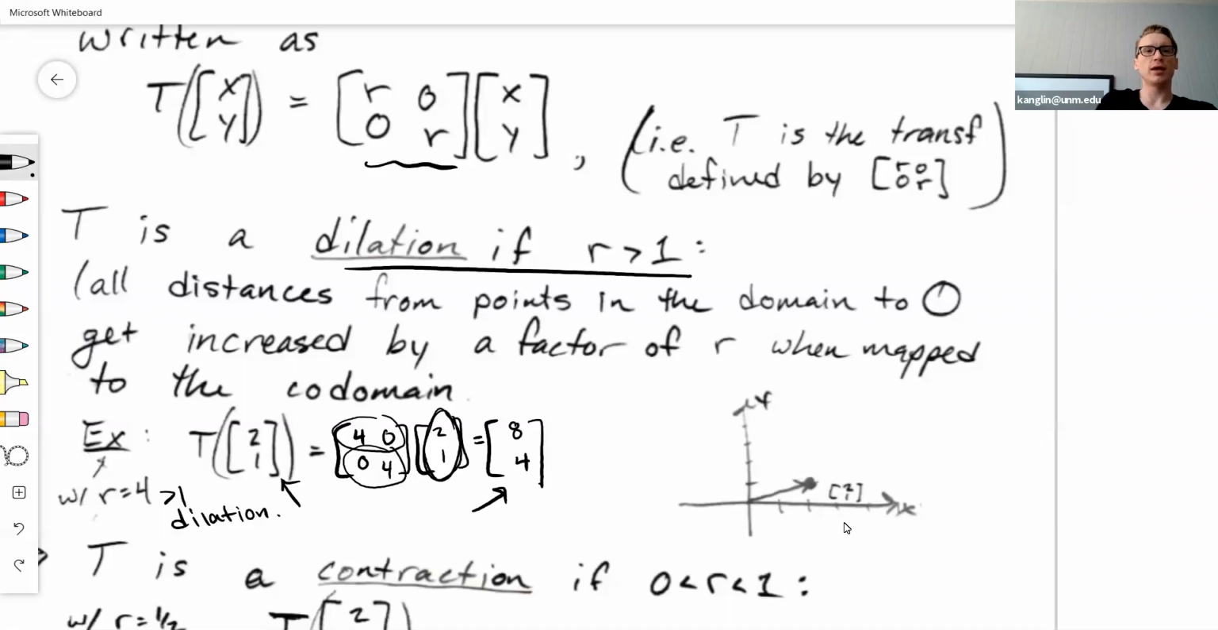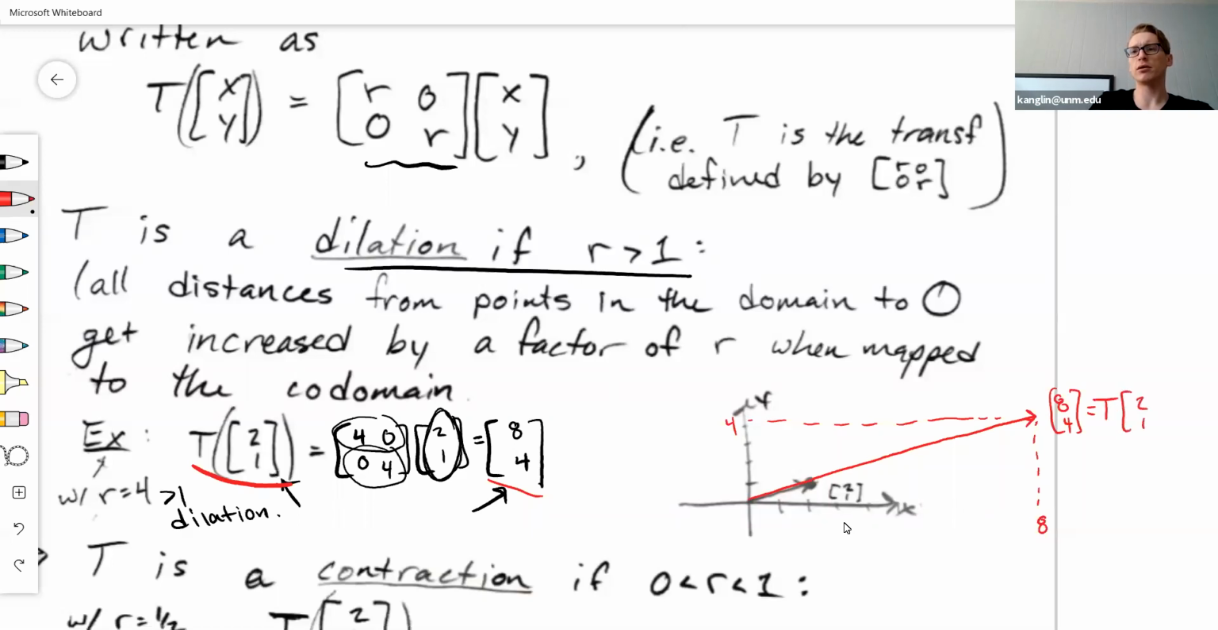All we're saying is that if we instead take T of 2, 1, the effect of this transformation on that same input, this just stretches it out by a factor of 4, right? It's 1, 2, 3, 4 times as long, but in that same direction. This should just stretch out to the point, hopefully I did this somewhat accurately, 8, 4. But that is the image of this original vector, 2, 1, under the transformation T.